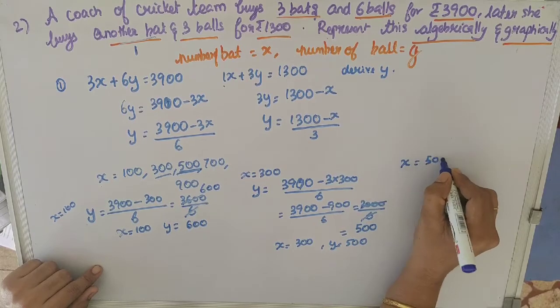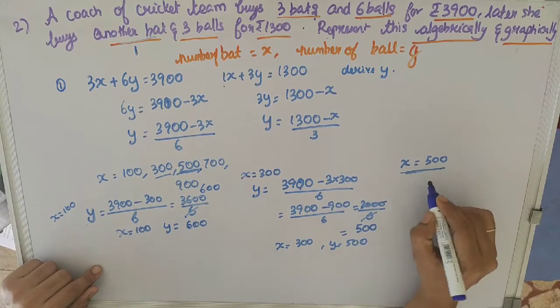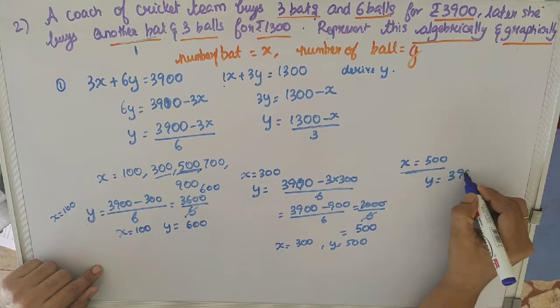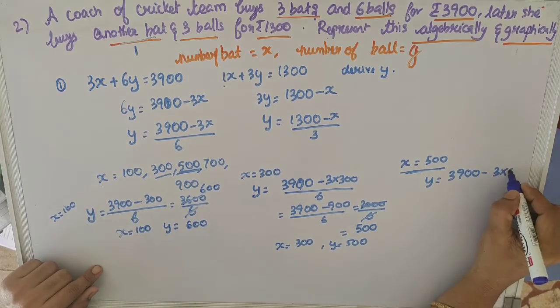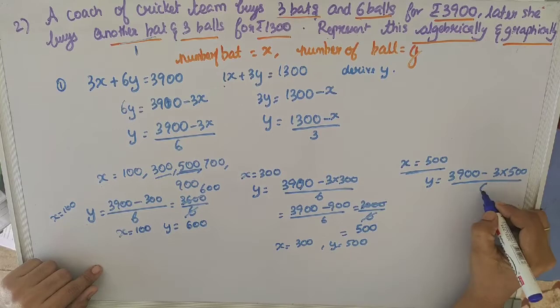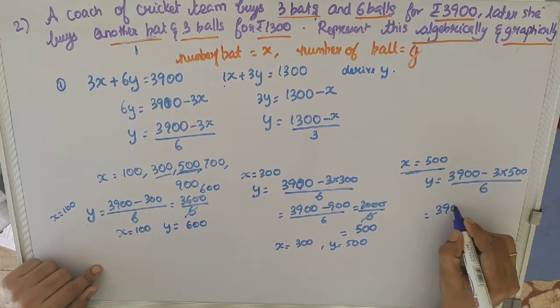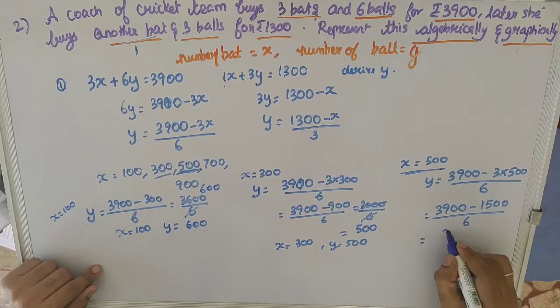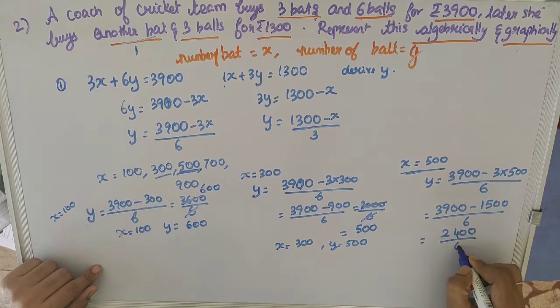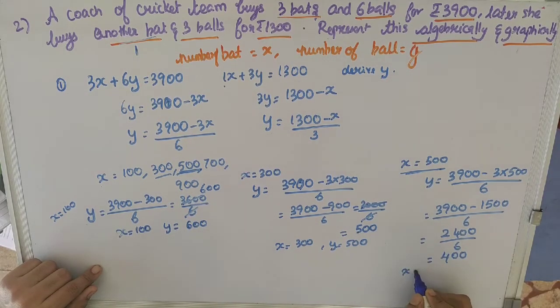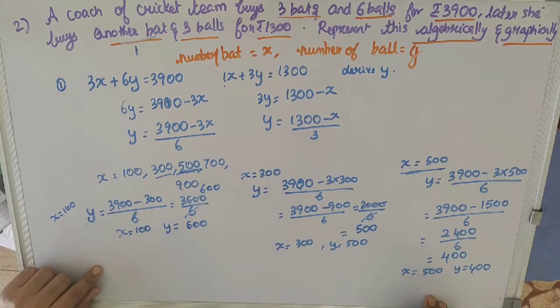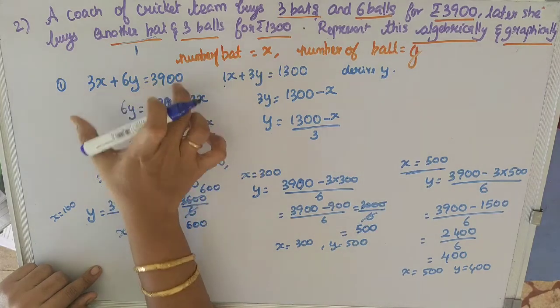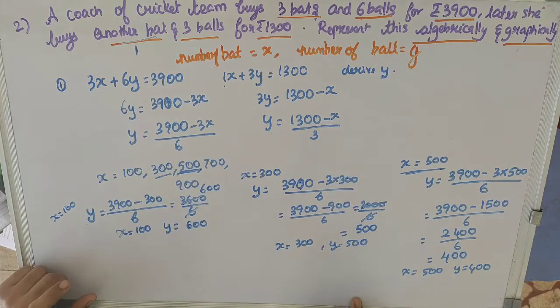Now let's take x is equal to 500. So when x is equal to 500, y is equal to 3,900 minus 3 into 500 divided by 6. So 3,900 minus 1,500 is 2,400 divided by 6. On dividing 2,400 by 6, we get y is equal to 400. So when x is equal to 500, y is equal to 400. 500 comma 400 is an ordered pair.